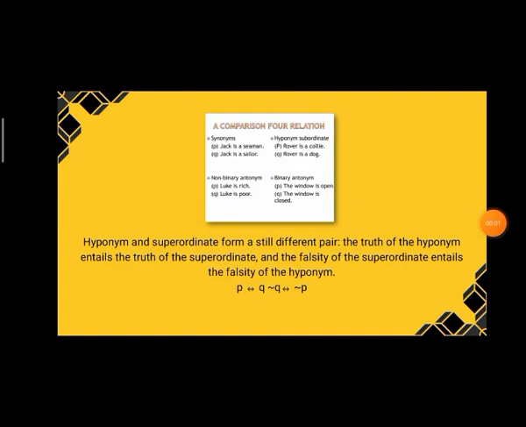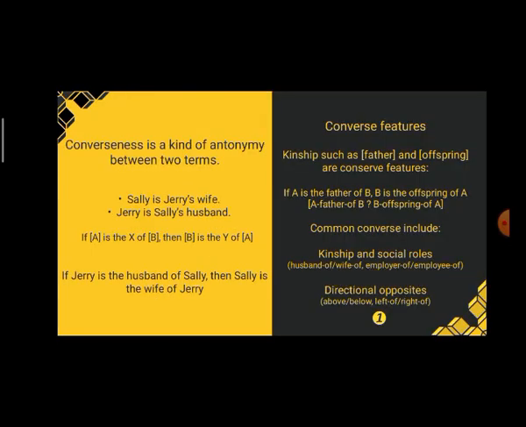Hello, my name is Muhammad Raihan Divarasaka and my student number is 074, and I will continue about hyponym and superordinate. Hyponym and superordinate form a still different pair. The truth of the hyponym entails the truth of the superordinate, and the falsity of the superordinate entails the falsity of the hyponym. And the next is converseness, which is a kind of antonymy between two terms.